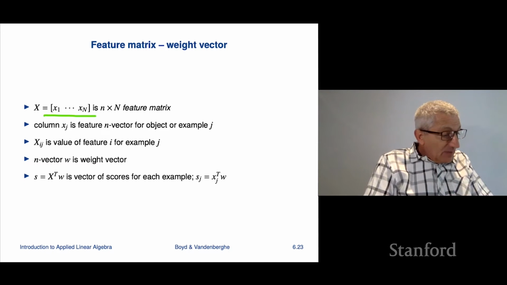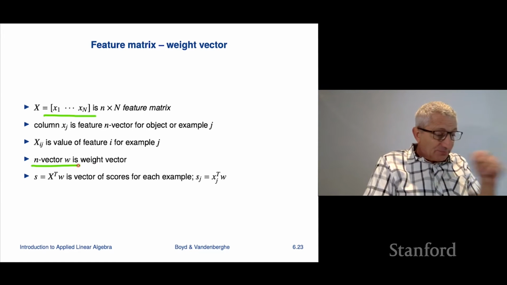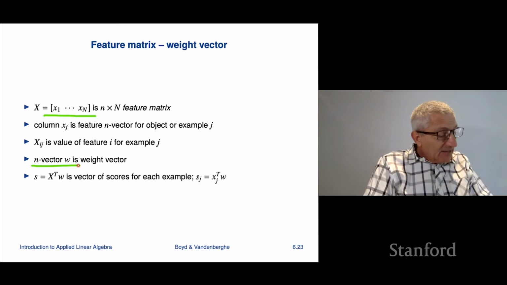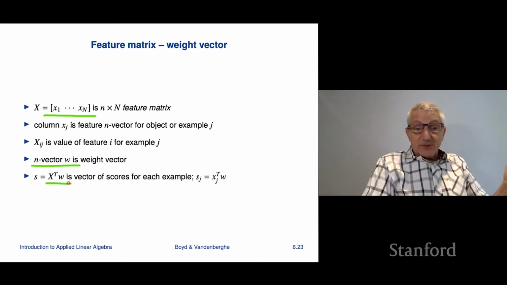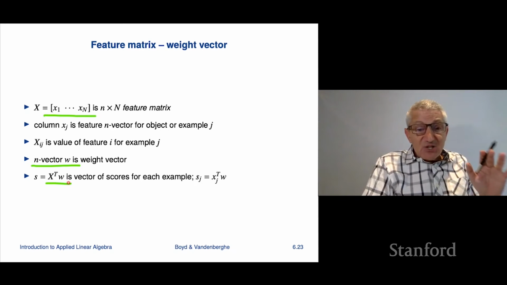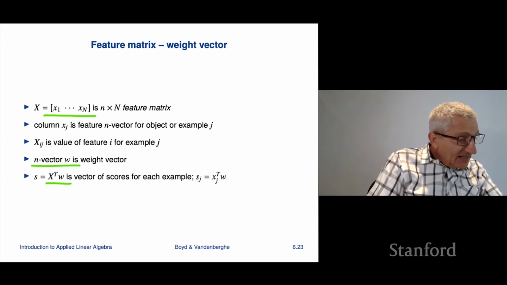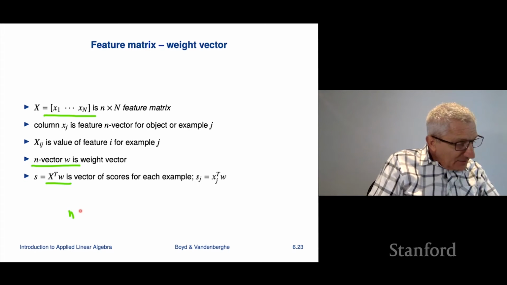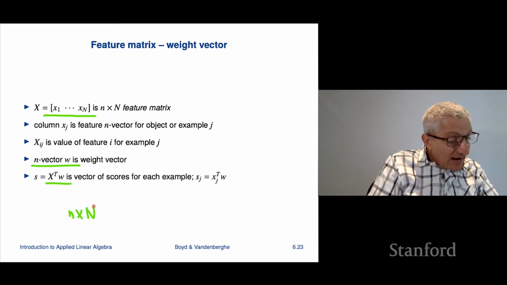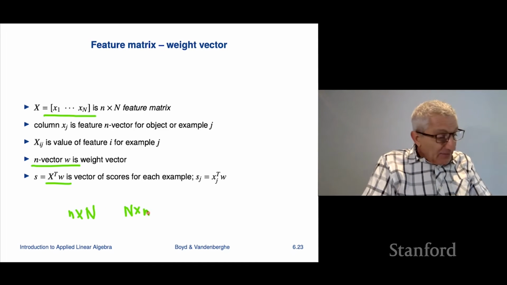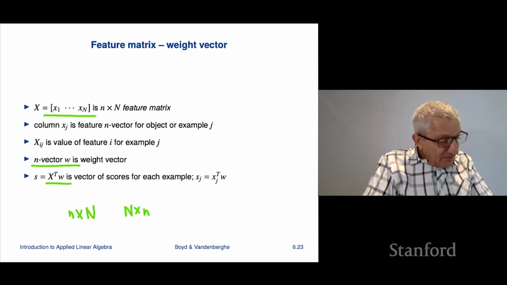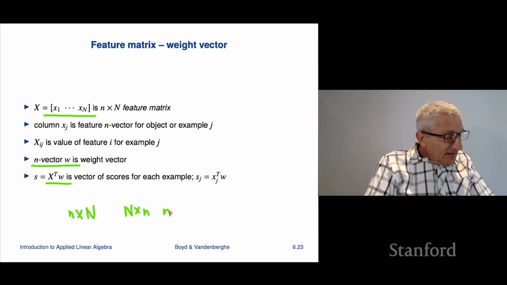Okay, here if I make w a weight vector, and if I form X transpose w, let's be super careful here. X has size n by N. X transpose has size N by n. Okay, and then we propose to multiply that by an n vector, and that's cool.